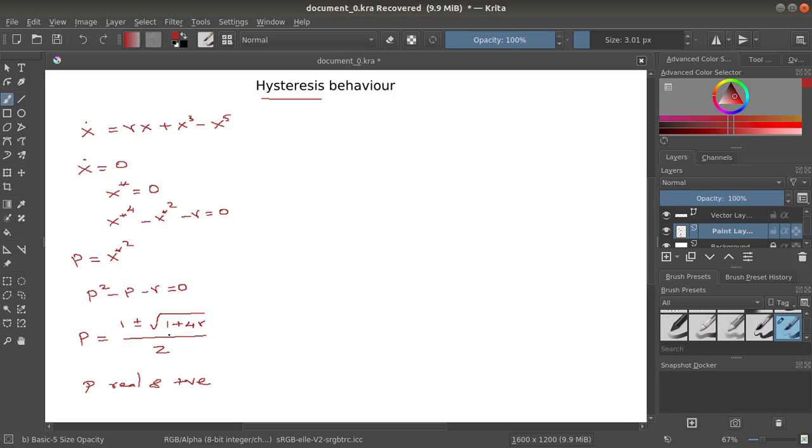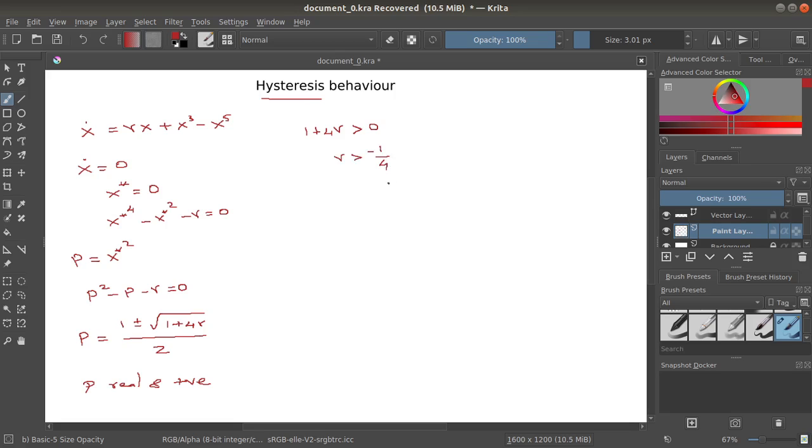First, in order to have a real value, whatever is inside the square root has to be positive, otherwise p will become a complex number. So 1 plus 4r has to be greater than 0. If that has to be greater than 0, what is the condition on r? r should be greater than minus 1 by 4.